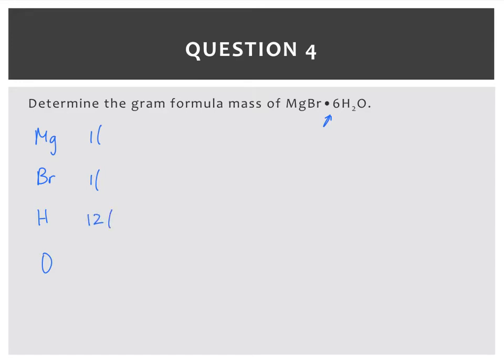And oxygen, there's 6. Okay, let's work backwards. We know there's 16 grams for oxygen, 1 gram for hydrogen. Now we have to check our reference table for magnesium and bromine. Give me a moment.